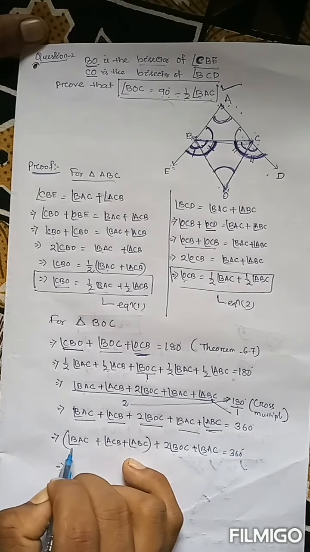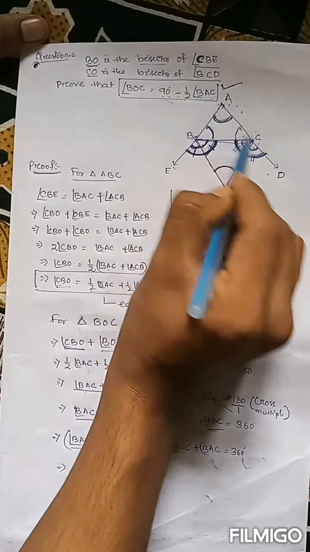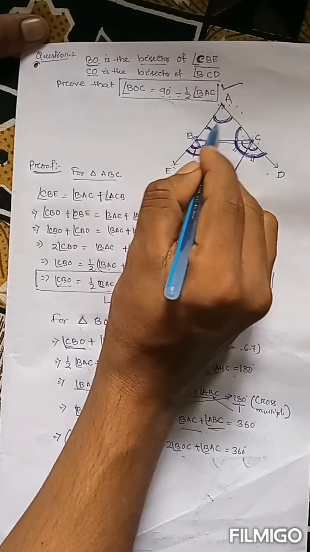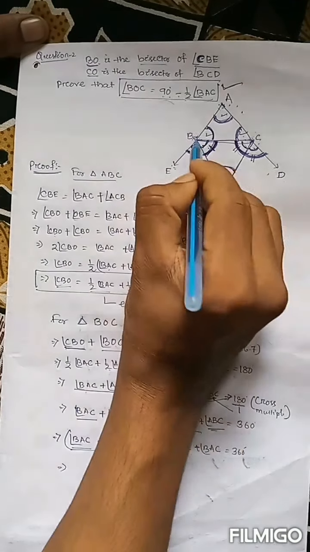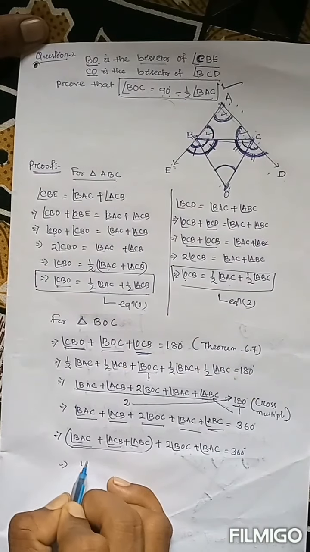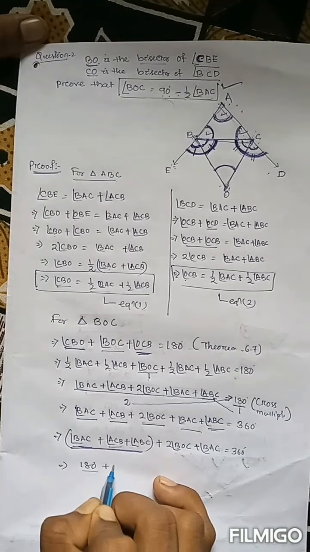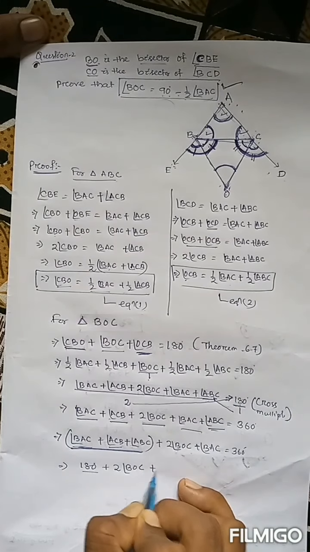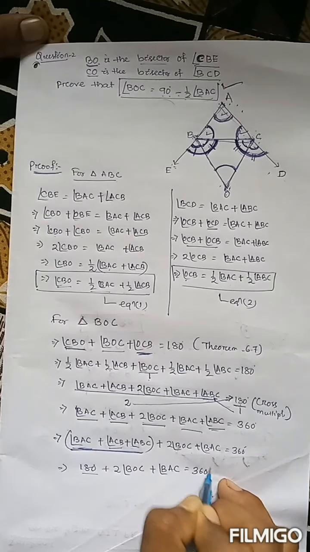So here you find that BSC means this angle, SCB means this angle, ABC means this angle. So this angle plus this angle plus this angle, the sum of three angles of this triangle is equal to 180 degrees. So in this place we can put 180 degrees. If you want, then you can write the reason here. So BSC plus SCB plus ABC is 180, and 2 BOC plus BSC is equal to 360 degrees.